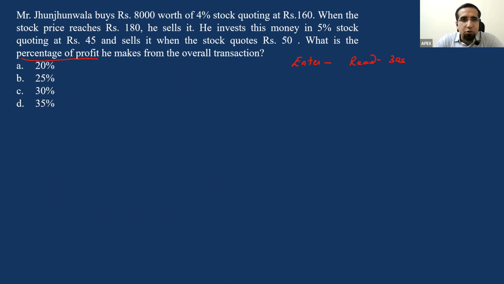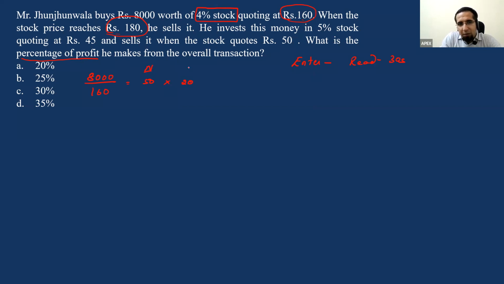Okay. Now, Mr. Junjunwala spent 8,000 rupees worth 4% stock. Now, students might think they do not know what is 4% stock. Let's see. Quoting at 160 rupees. That means I know the price at which he is buying. When the stock price reaches 180 rupees, he sells them. That means he's getting how much per share, guys? 20 rupees per share. So let's see. So out of 8,000, if he's spending at 160, that means he bought how many shares? 50 shares.